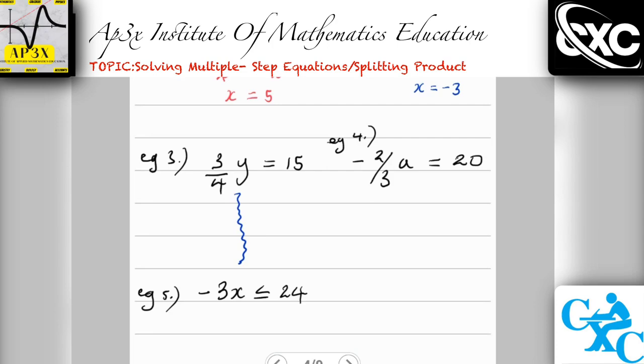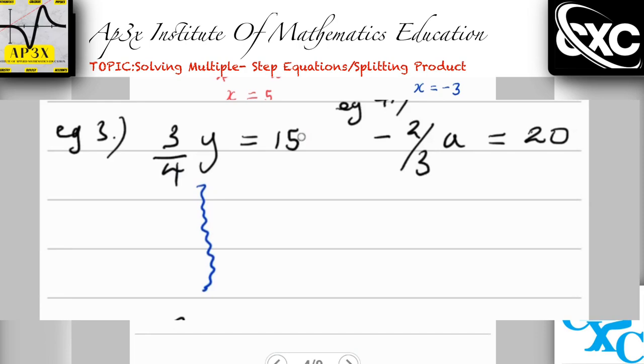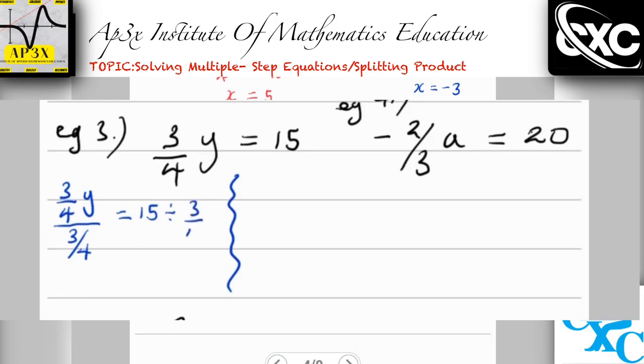So for step 1, I'm going to be dividing both sides by 3/4. So let's say we have 3 over 4 y divided by 3 over 4, and that's going to be equal then to 15. And instead of having a division line here, we're just going to be using the division sign here. So we're going to have 15 divided by 3 over 4. All right, and so therefore 3 over 4 will cancel 3 over 4, and we are left with y is equal to 15.